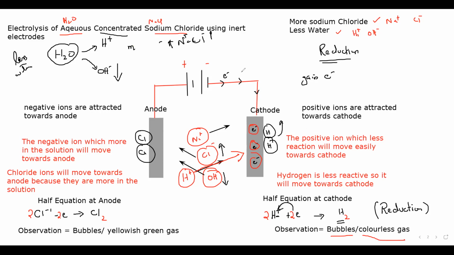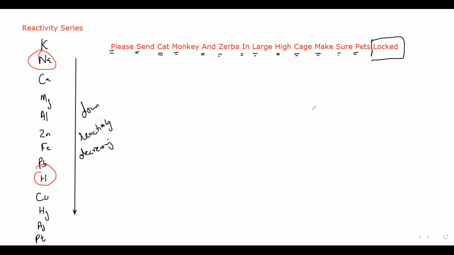For positive ions, we are checking reactivity, and for negative ions, we are checking the amount. So we don't have to compare hydrogen with chlorine. Why don't we have to compare hydrogen with chlorine? Because hydrogen is a positive ion and chlorine is a negative ion. So there is no comparison of the reactivity between hydrogen and chlorine.